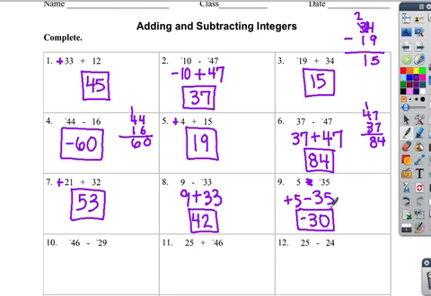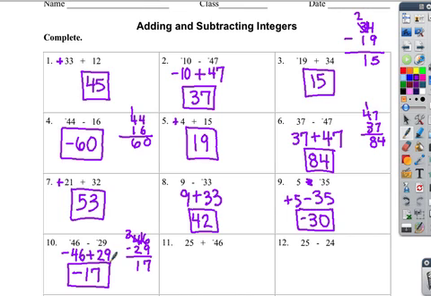Number 10. I see that I have a minus and a negative right next to each other. Those become a plus sign. However, the negative before the 46 still remains negative. So now I have negative 46 and positive 29. These are different signs, so I subtract. 46 minus 29, which gives me 17. And I take the sign of the higher number, so I get negative 17.